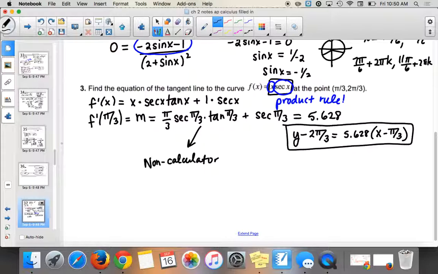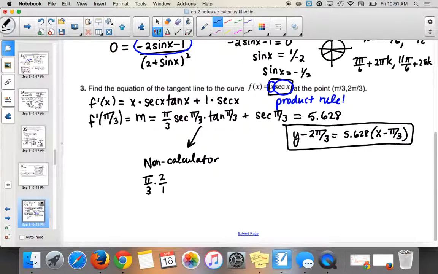It would be all right. You could handle it. So we would have pi over 3. What is the secant of pi over 3? Well, first of all, what's cosine of pi over 3? You guys all know that. 1 over 2, right? So what's secant? 2 over 1, right? It's the reciprocal. So we have 2 over 1.